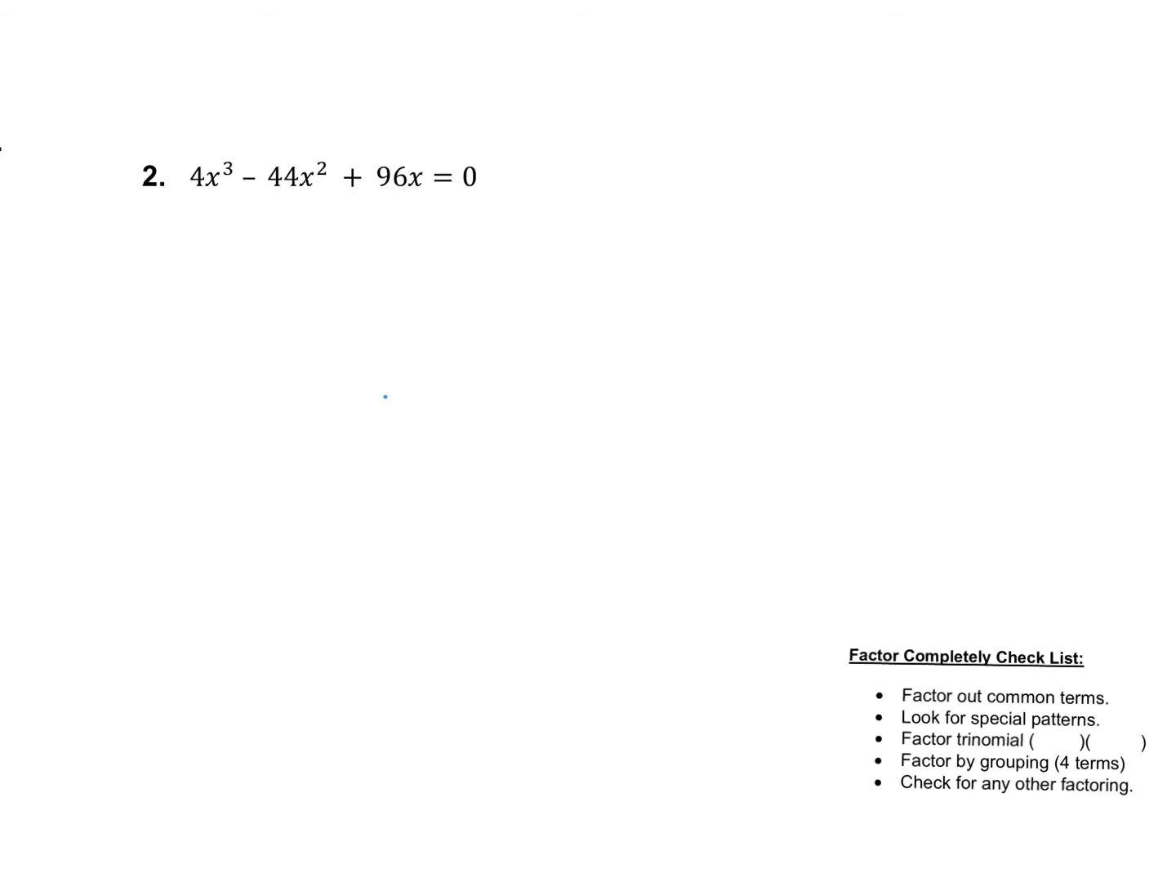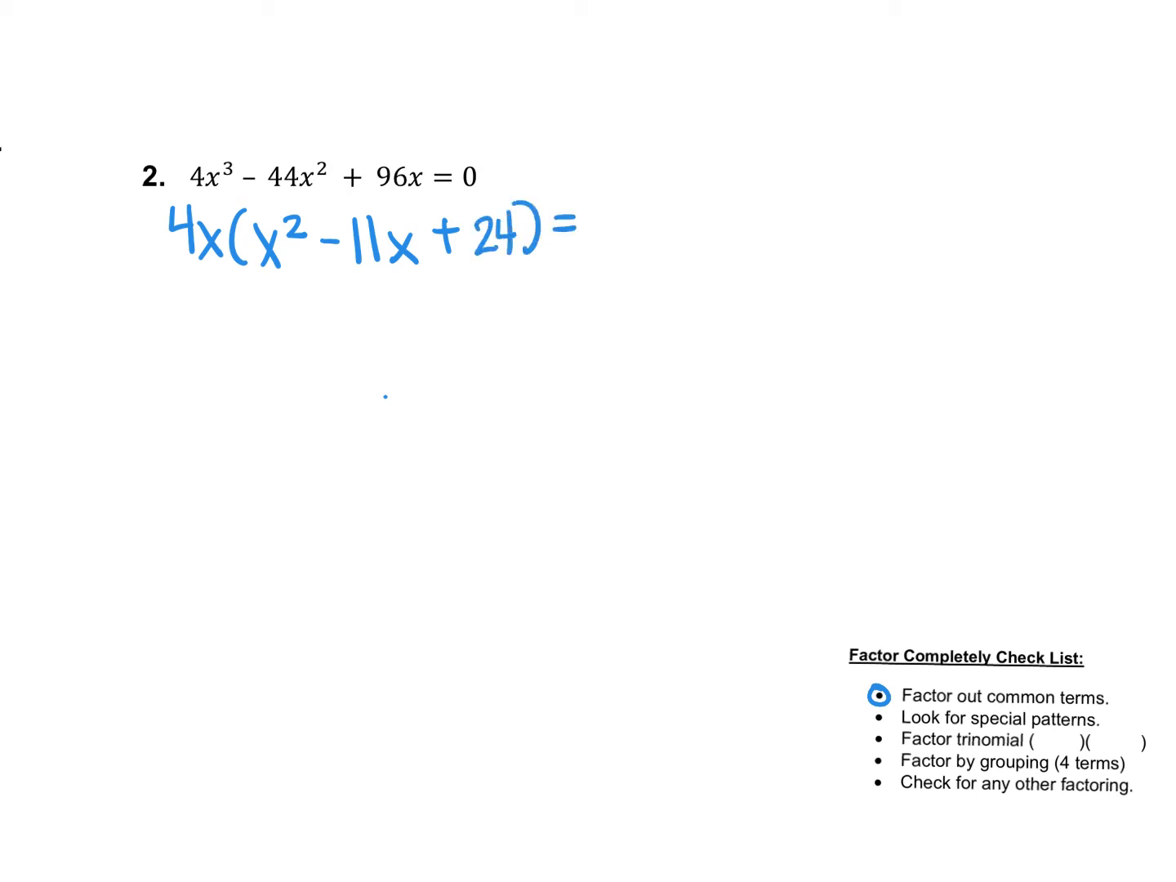All right, so let's go ahead and take a look at our next one. We have 4x to the third minus 44x squared plus 96x is equal to 0. All right, so let's go ahead and factor out, first of all, any common terms. And it looks like here I can factor out a 4 and I can factor out an x. So let's do that first. So I have my 4x times x squared minus 11x plus 24, since 4 goes into 96 24 times, and now this is equal to 0.